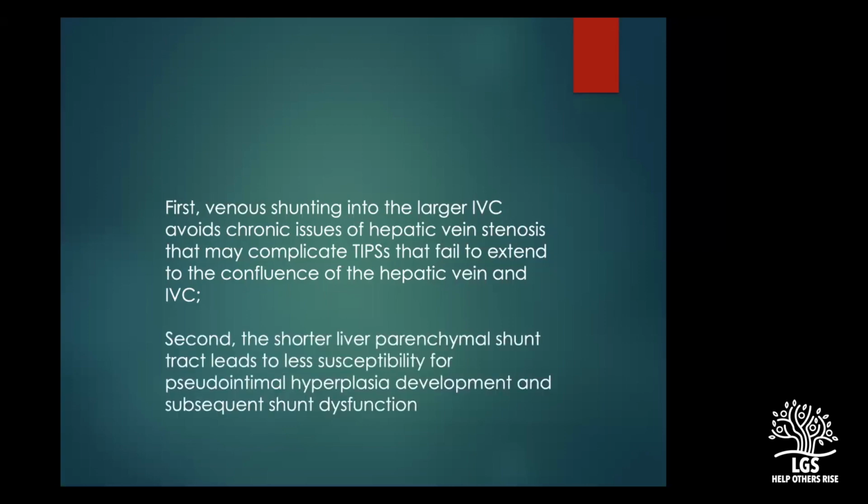And the tract is a little short in DIPS between the cava and the portal vein. It's a fairly short tract, and because the tract is short, the patency rate is even higher for DIPS compared to the TIPS procedure because of the short liver parenchymal shunt. So it is less susceptible to any kind of pseudointimal hyperplasia.